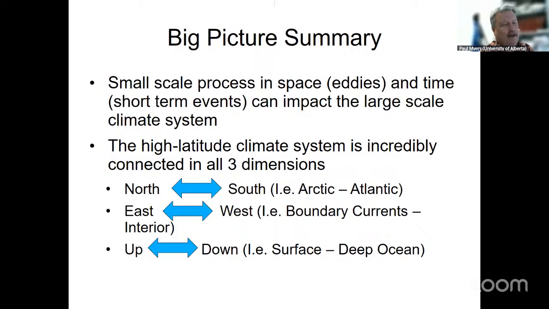So hopefully I've used models and observations and put some thought into this question. The main thing, being someone who looks at models, is that we need to consider small scale processes in space, so eddies, which are ocean weather, and in time, short scale events, storms, the ocean equivalent, and how those can integrate together to impact the large scale climate system. It's really connected. We need to look at how things change in all three dimensions or directions: north, south, Arctic, Greenland, Atlantic are tied together, east, west.